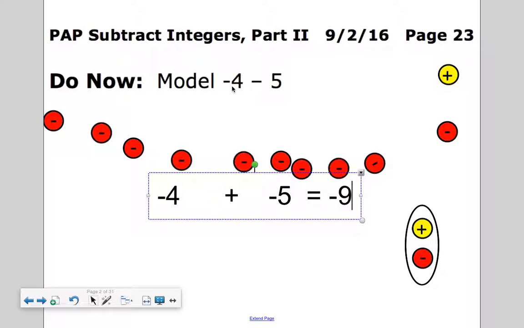Using add the opposite, I kept negative 4 alone. I turned the subtraction to adding. And what's the opposite of 5? Negative 5. So negative 4 plus negative 5 is equal to negative 9.